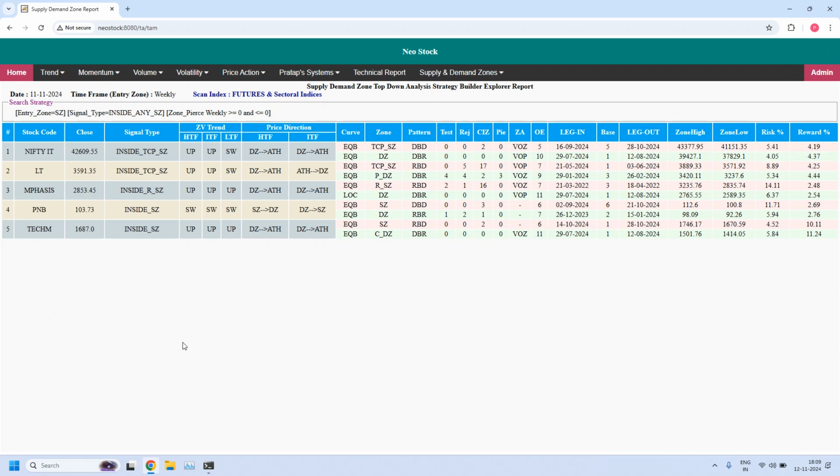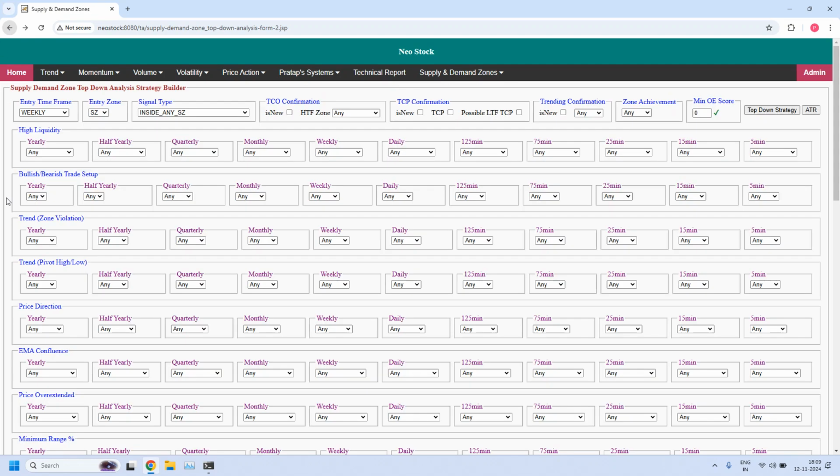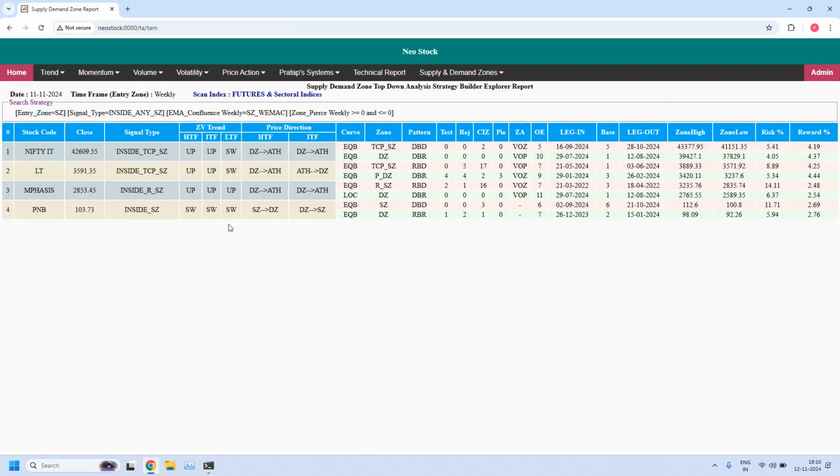Okay, in these 5 stocks, is any EMA Confluence there? Let's verify. In EMA Confluence, weekly time frame, weekly supply zone with weekly EMA Confluence. We got 4. Sideways you have to ignore. That means we have only one valid stock. So this is the way you have to filter the stocks.